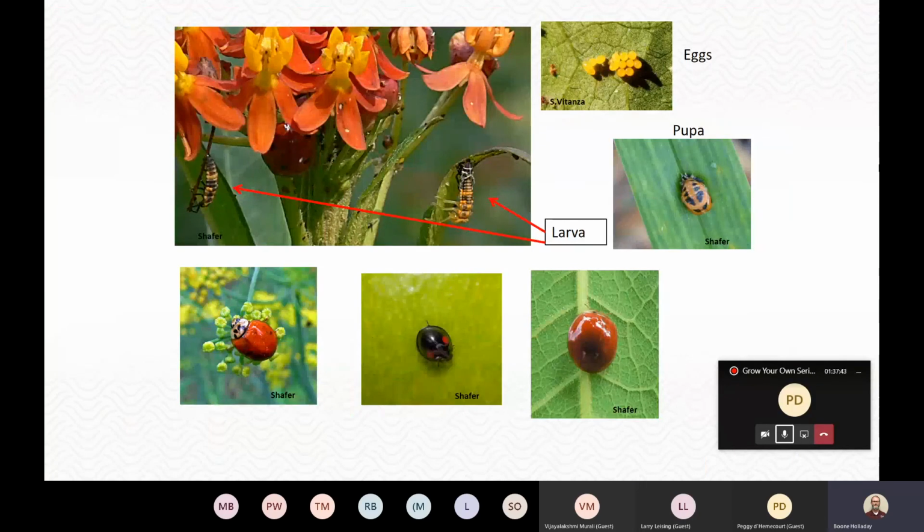Okay, so again here, things that you'll be looking for. These are the different life stages of lady beetles. We can see the egg masses there, the pupa, the larvae, one hatching larva there, one that is just getting ready to pupate, I think, into the adult, and then some feeding adults on there as well. So we're going to look for all these different ones on the plant.